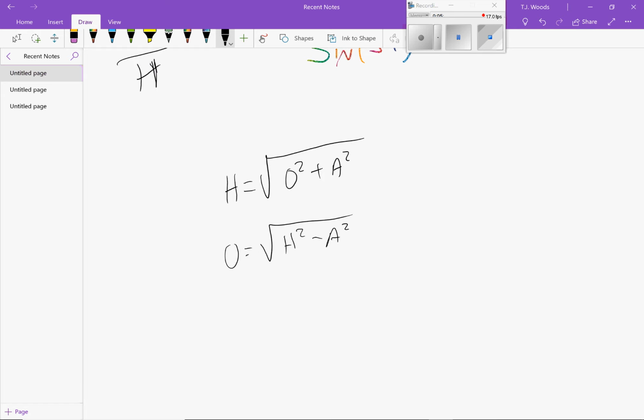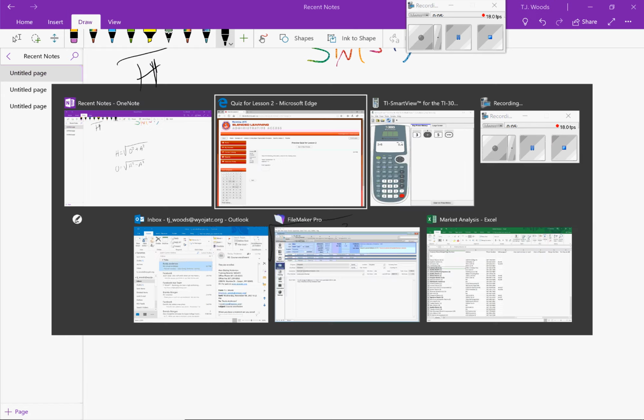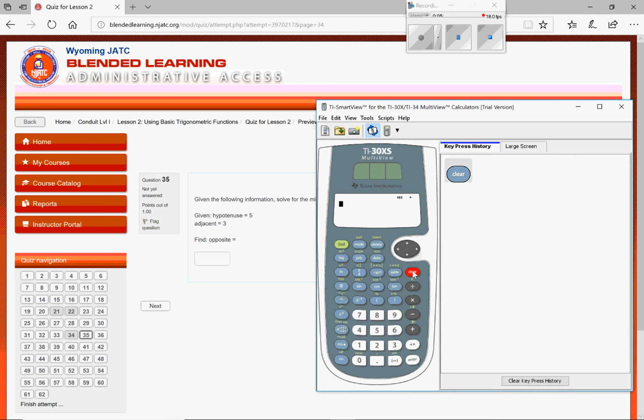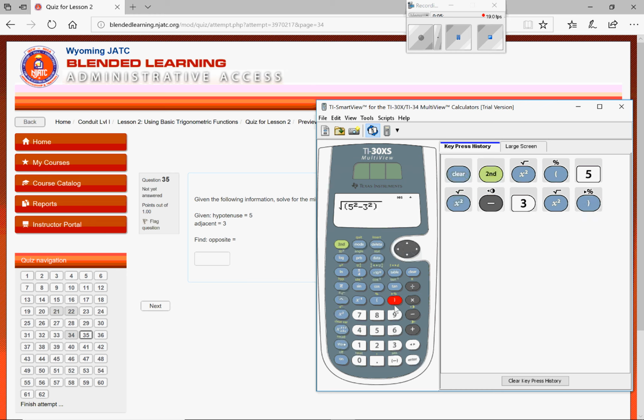So I'm going to clear again. That's going to be second function square root, and that's going to be 5 squared minus 3 squared. I'll close that, then hit equals, and you'll see the answer is 4.